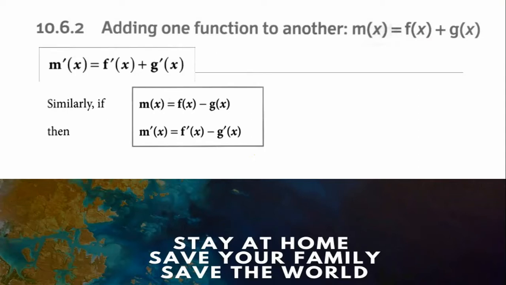Given a function m of x is equal to f of x plus g of x. How can we differentiate this function? M prime x is equal to f prime x plus g prime x. Similarly, for the subtraction of these two functions, m prime x is f prime x minus g prime x. Here f of x and g of x are independent. We differentiate each one separately.